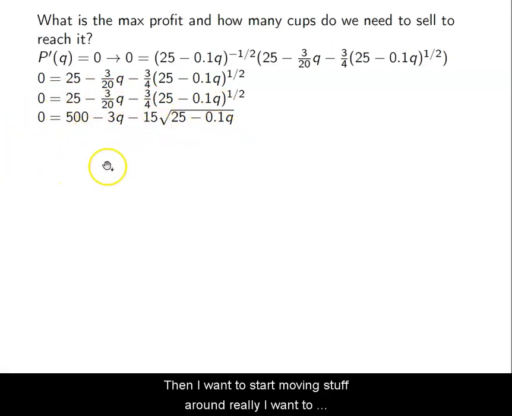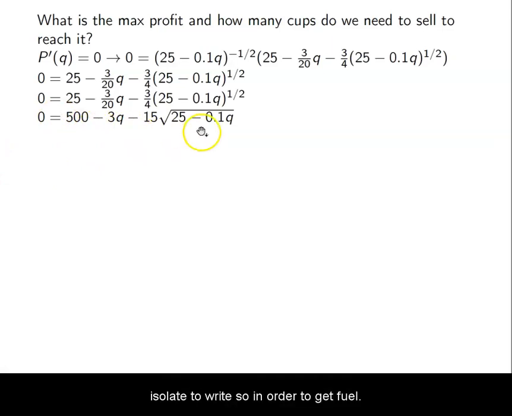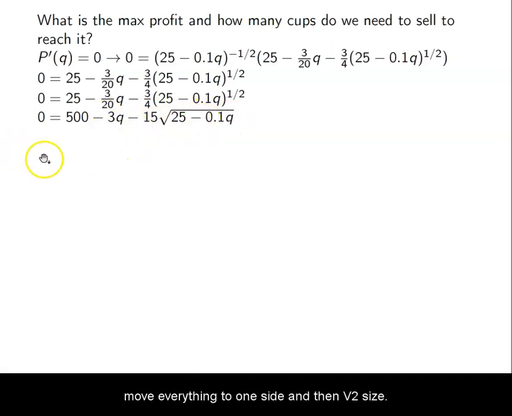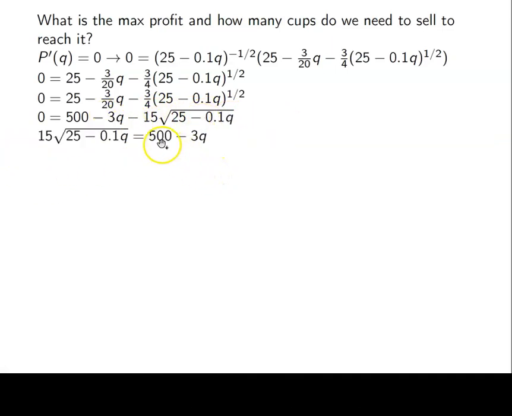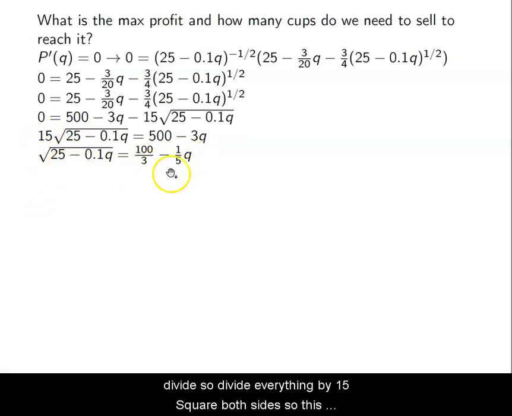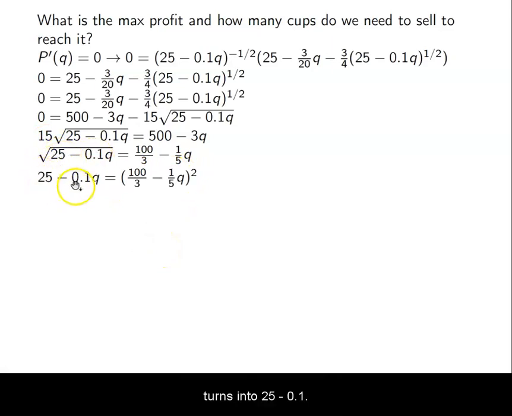Then I want to start moving stuff around. Really, I want to isolate Q, right? So in order to get Q alone, I need to get rid of the square root sign, so I'm going to move everything to one side and then square both sides. Okay, so I move everything to one side. Here, I'll divide by 15, or I'll keep it. It doesn't really matter. But I do prefer to divide, so divide everything by 15, square both sides. So this turns into 25 minus 0.1q.